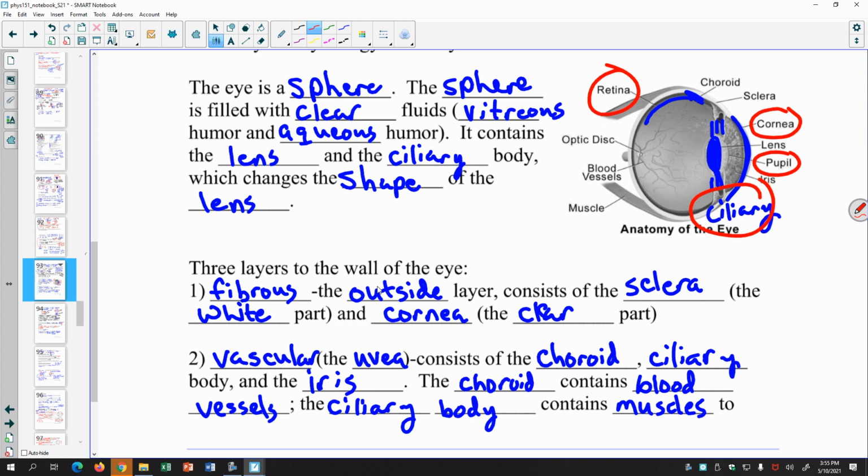The fibrous layer would be considered the cornea. Yeah, the cornea is part of the fibrous layer. The cornea and the sclera. Because the cornea is like the outside part, the furthest outside the eye. And that's also where most of the refraction occurs, right? When light moves into the eye, most of the refraction occurs at the cornea. Okay. Good questions, all of these.